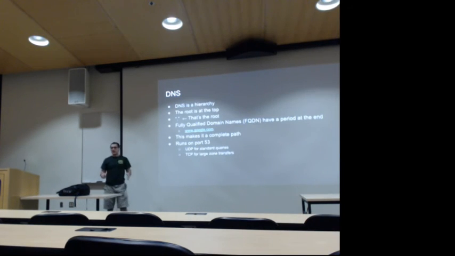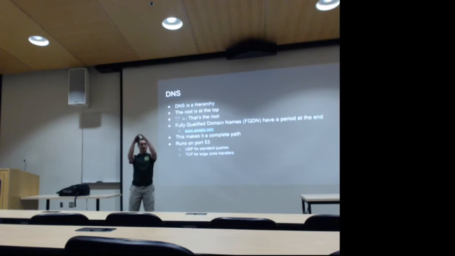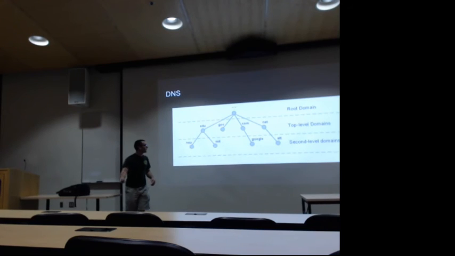DNS is structured hierarchically. There is a root of the DNS tree that branches out to top level domains, and then the domain names that you purchase. The root of the domain is a period. Then in the top level domains, you'll see things like .edu, .gov, .com, .net. Those are the top level.